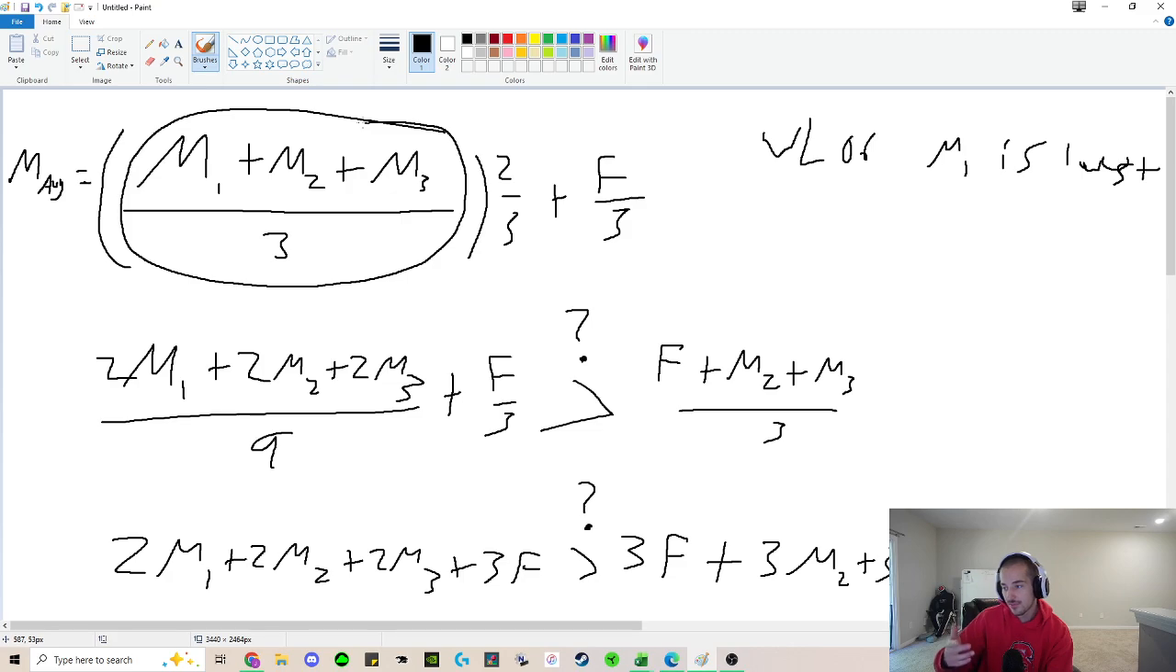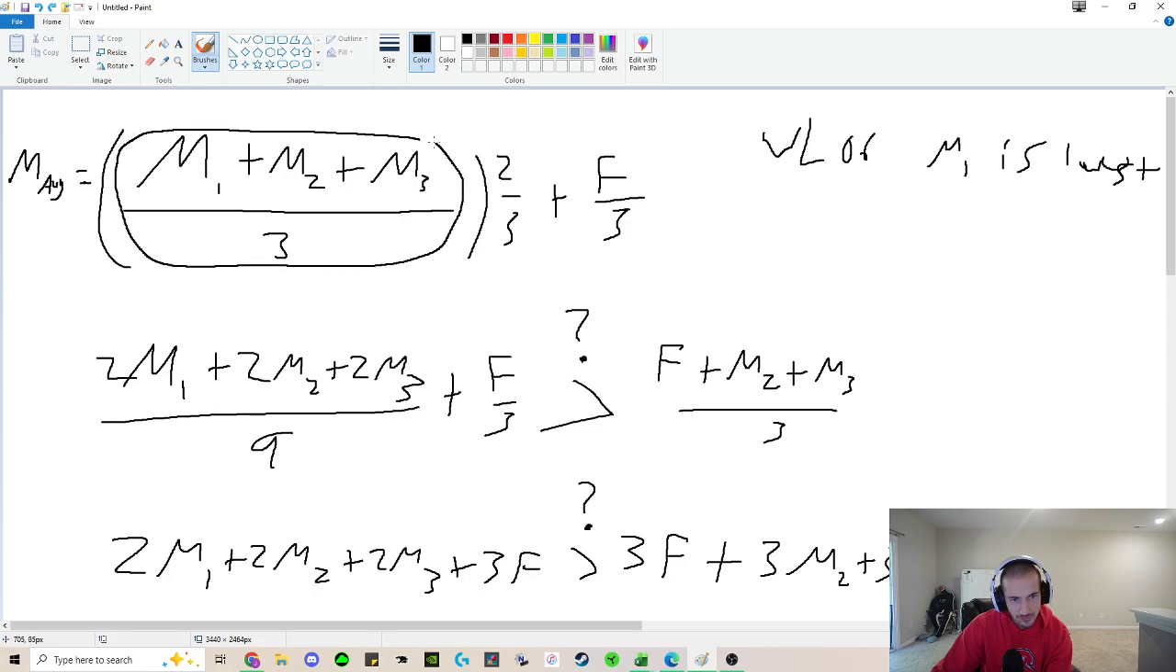Actually, that's not true. If the final is not higher than the midterm average, but it's higher than one of the midterms, it'll also still replace the lowest midterm, right? So if your final is not higher than your average midterm, you're going to get 0 from doing this averaging one here. Okay, and so what we got here is this average of our midterms.